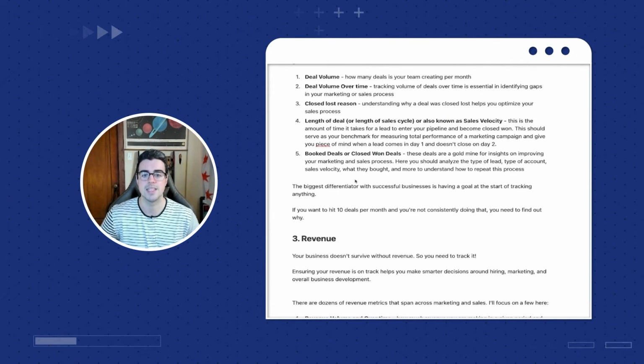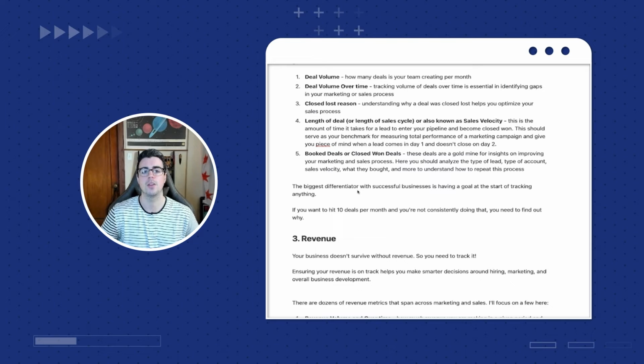Next is the length of the deal or the length of your sales cycle. This is also known as sales velocity. This is the amount of time it takes for a lead to enter your pipeline and become closed won. This should serve as your benchmark for measuring total performance of a marketing campaign and give you peace of mind when a lead comes in day 1 and doesn't close on day 2.